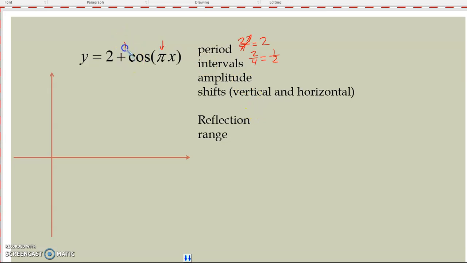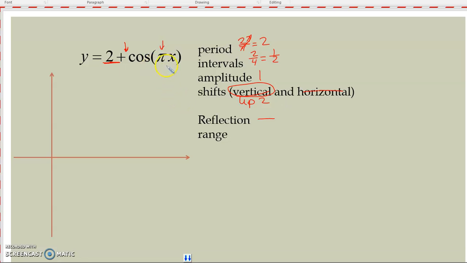An amplitude would be listed right in front of cosine, and there's not one, so it's an understood 1. And then because this is separated and added or subtracted to this function, that is a vertical shift up 2 because it's a positive 2. There's no reflection, okay, and there's no horizontal. All right, so let's map what we have, and then we'll look at the range, okay?